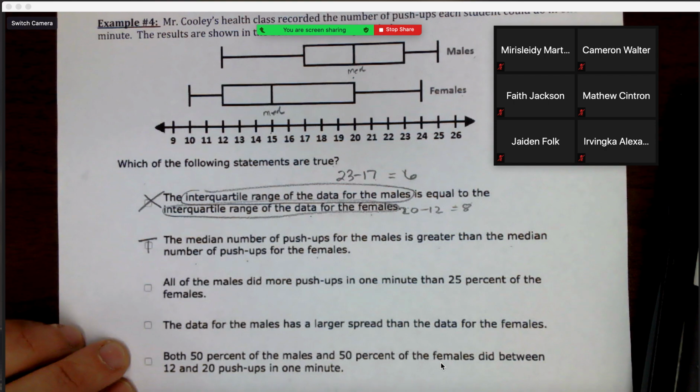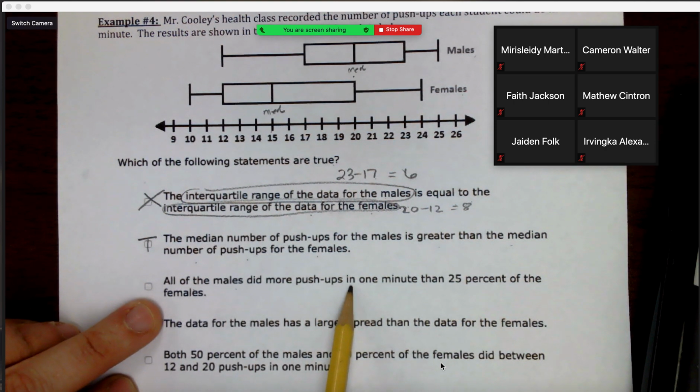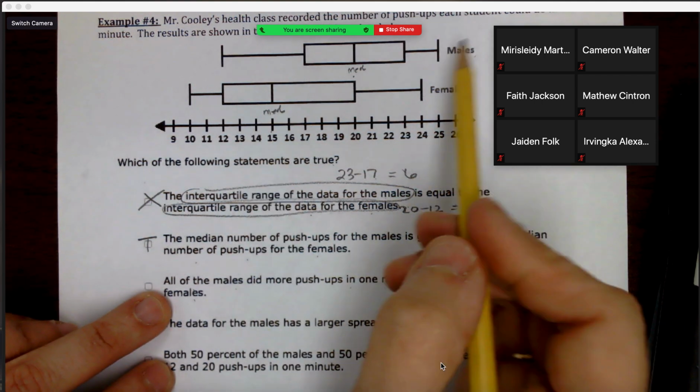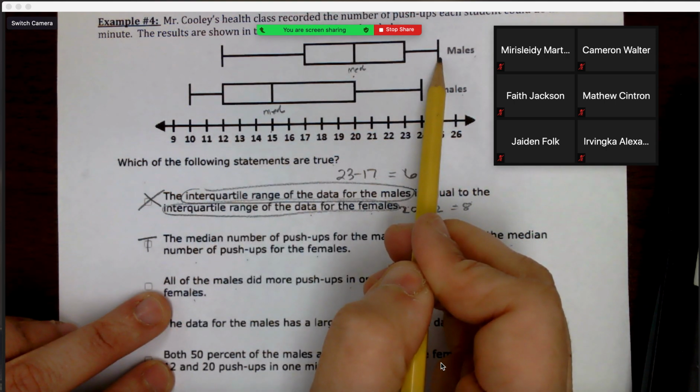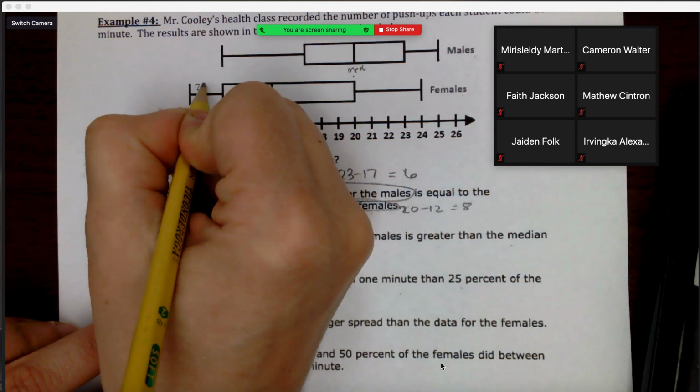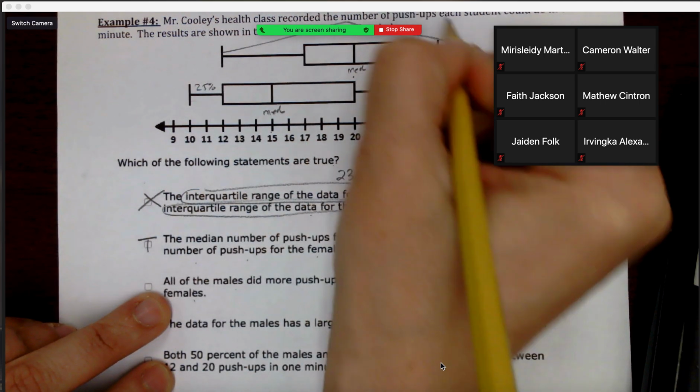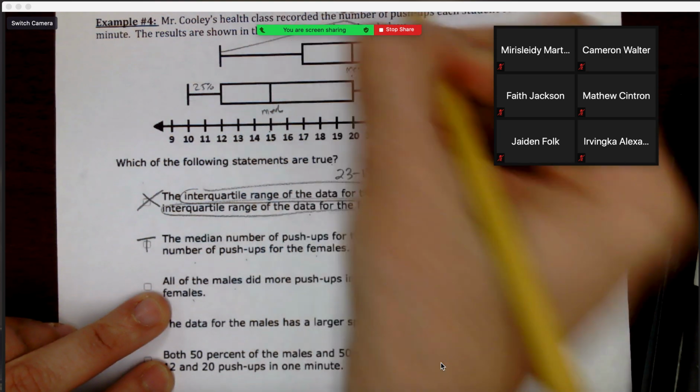All of the males did more push-ups in 1 minute than 25% of the females. All of the males. All of them did more than 25%. So here's 25%. All of this is 100%. This looks like it's true.